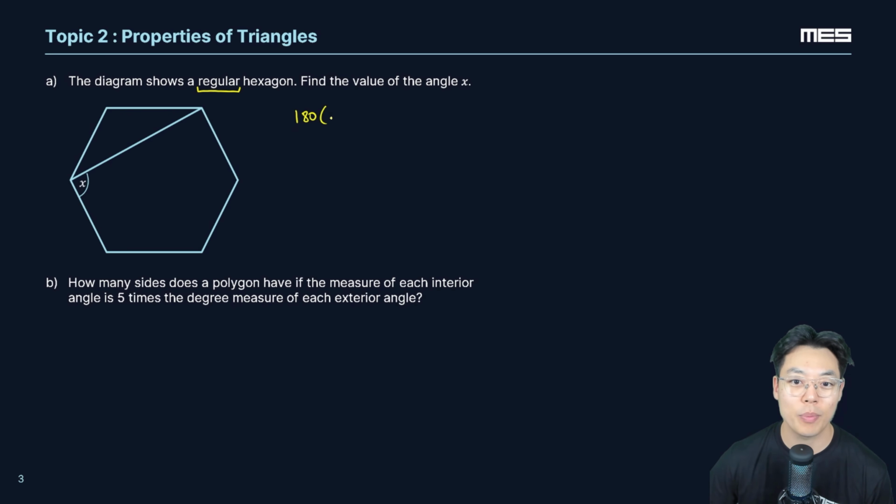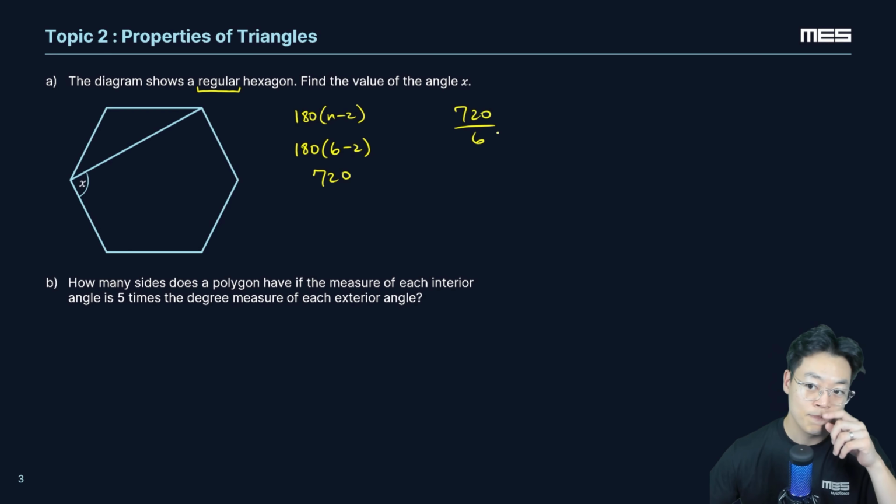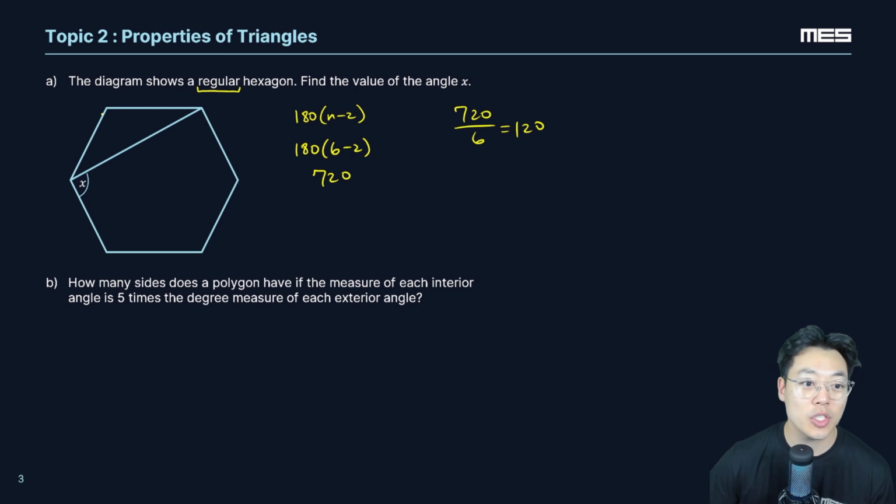So using our knowledge of interior angles, I know that the total sum of interior angles of this shape will be 180 times n minus 2, n standing for the number of sides. A hexagon has 6 sides, so 6 minus 2 is 4. 4 times 180, that is 720. If we divide that by 6 to get just one of these angles, that will be 120. So what we just found is that this angle right here is 120 degrees.